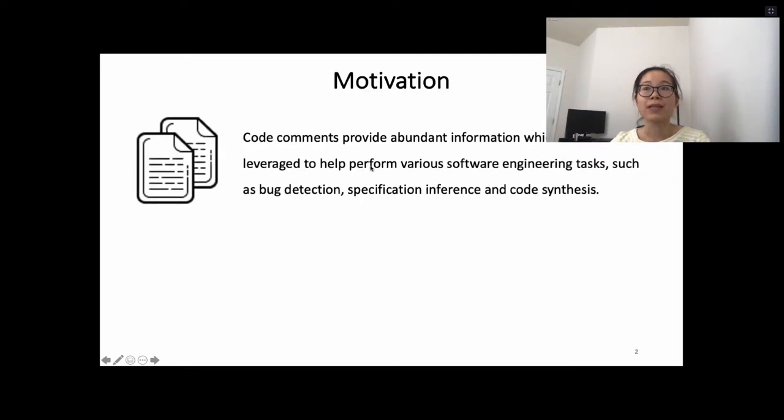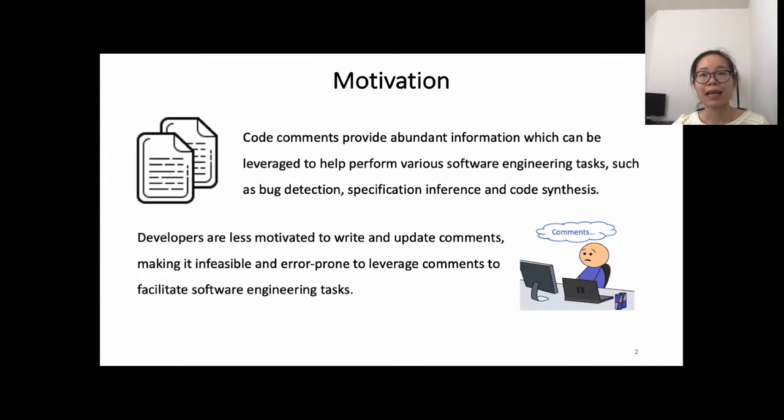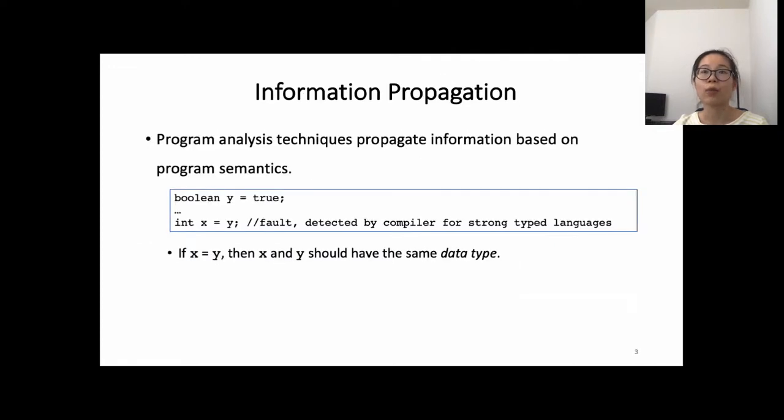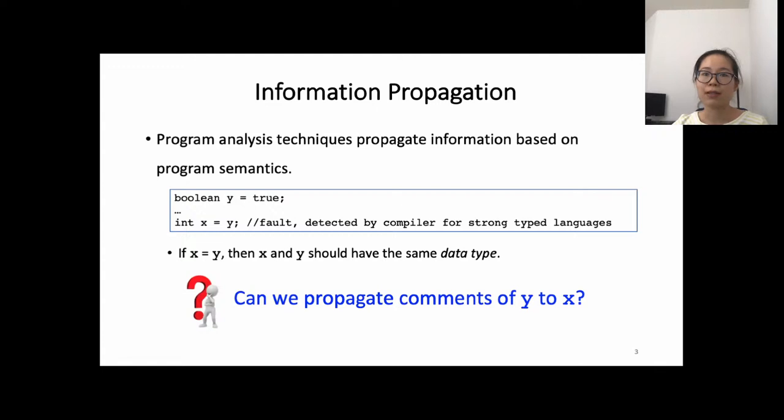So code comments provide rich information which can be used to help perform various software engineering tasks, such as bug detection. However, developers are less motivated to write comments, making it invisible and error-prone to use comments to facilitate software engineering tasks. This inspires us to provide automation support in maintaining comments. As we know, program analysis techniques propagate information based on program semantics. For example, in this piece of Java code, since we want to assign the value of y to the variable x, then x and y must have the same data type. Inspired by this, we assume that we can propagate comments of the variable y to the variable x.